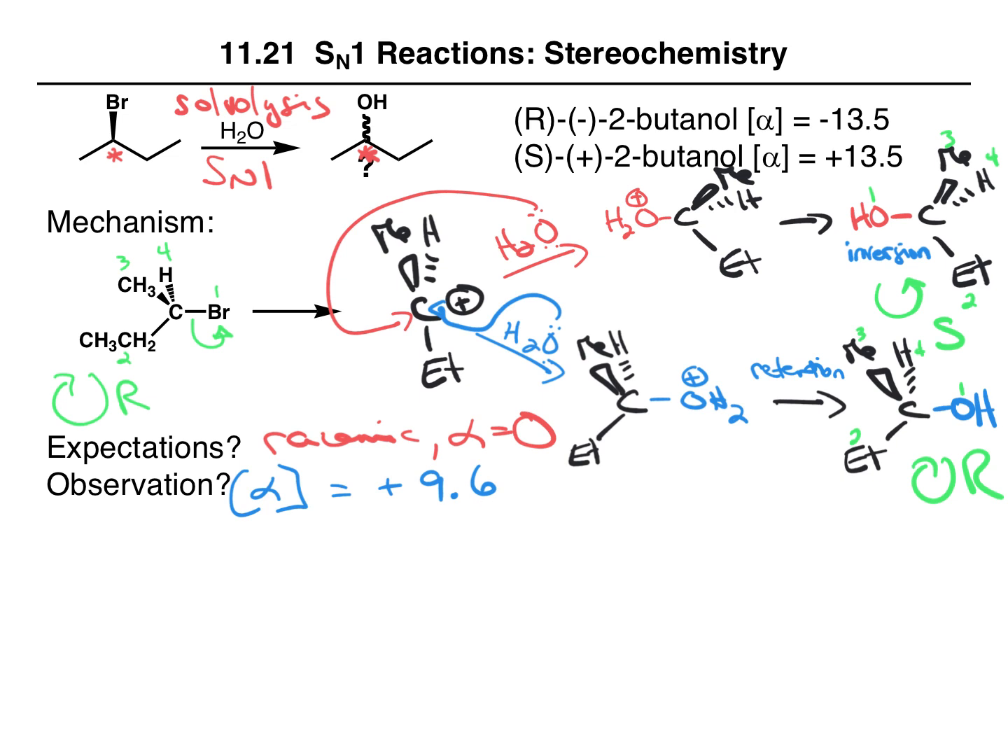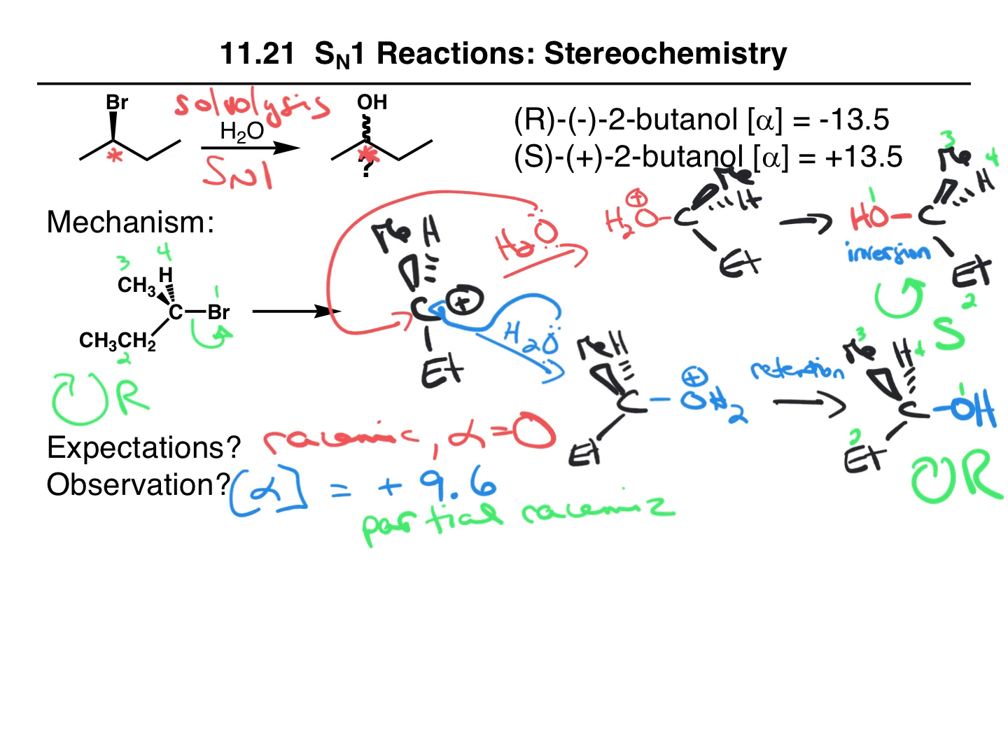We would need to verify by IR and NMR that we actually made this product, but then what is the optical activity telling us? We don't have pure R or pure S. We don't have a 50-50 mixture of R and S. What we have is a mixture of R and S, and we know because this is plus, we must have an excess of the plus enantiomer. So what we actually got then was partial racemization.